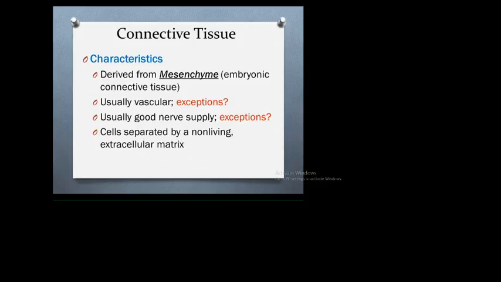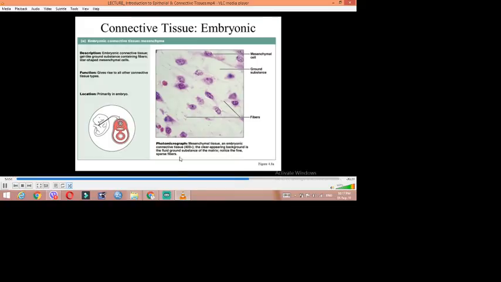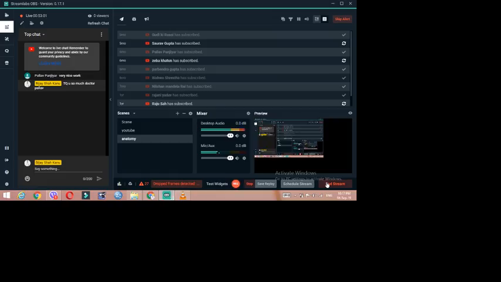So again, we have cells living in a non-living matrix. So here we go. This is embryonic tissue. This is mesenchyme. The very generalized tissue that we all are made of until things start differentiating.